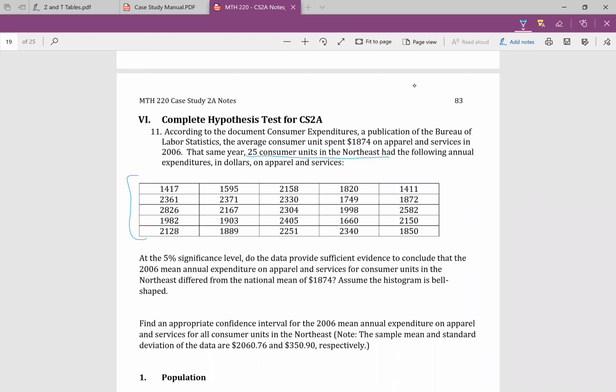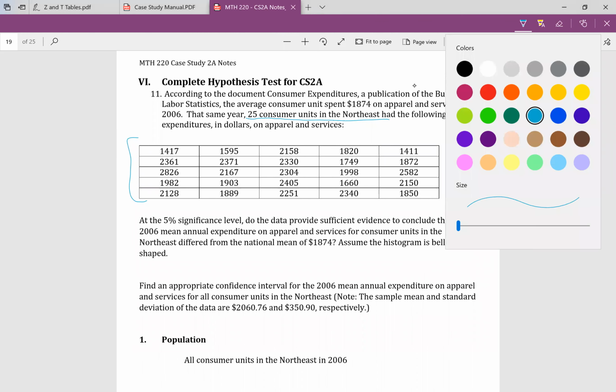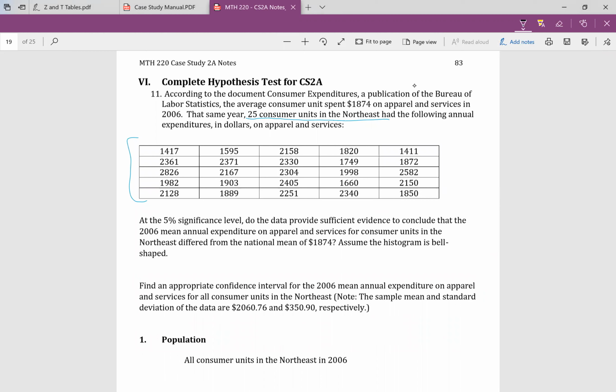So I'm going to go through all the steps of hypothesis testing, starting with the first 5 ingredients. Our population here, and I have a little edit I want to do to our population, is going to be all consumer units in 2006. Because when you come up to the top here, we get our information about the whole population from the publication of the Bureau of Labor Statistics. The average consumer unit spent $18.74 on apparel and services in 2006.